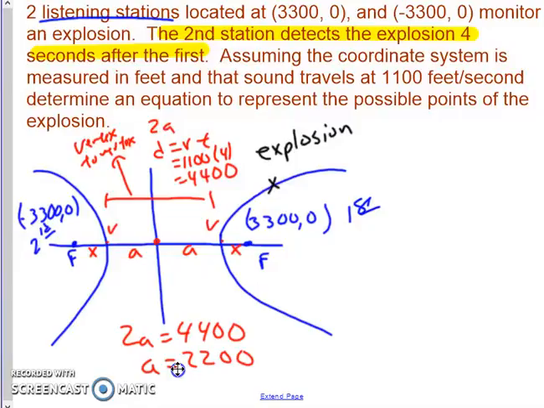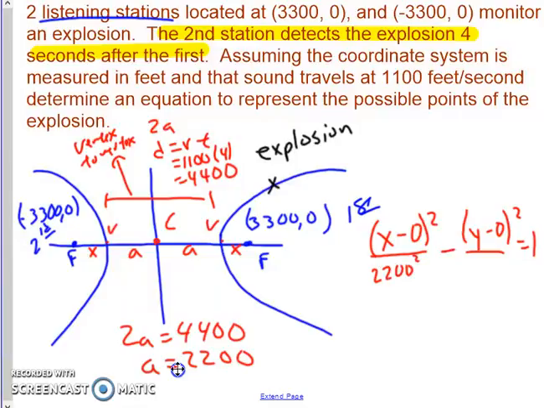So filling in our equation, we do know it opens right and left. Therefore, x is going to be first, y would be second. We're going to use our center as the origin, so x minus 0, y minus 0. And again, a squared is always first, so that will go underneath our x value. Now we just need to find b squared.